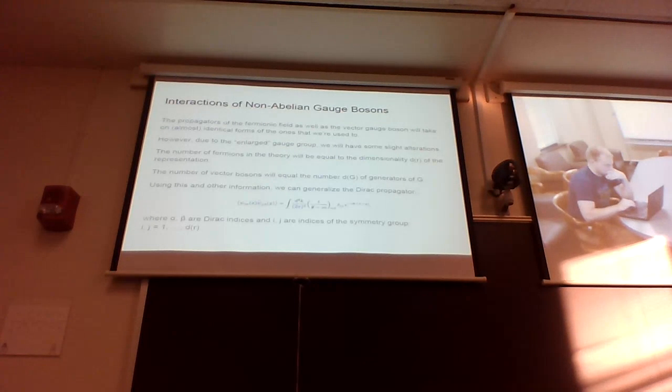So let's work out, first, the propagators. The nice thing is that the propagators for the fermionic field and the vector gauge boson will be almost identical to what we've had in the past. The one difference is that these things are now carrying this extra charge, an extra quantum number that you have to account for. So the number of fermions in the theory is going to be equal to the dimensionality of the representation. You have a multiplet, so you're going to have multiple fermions.